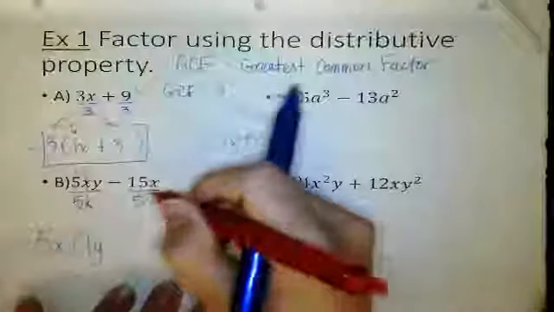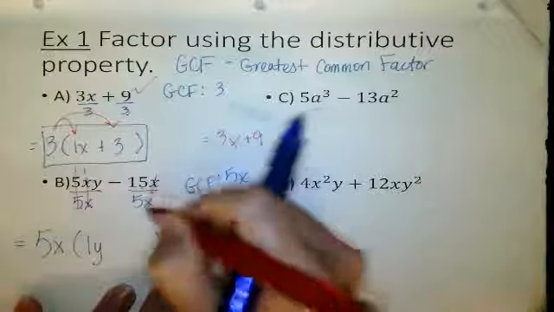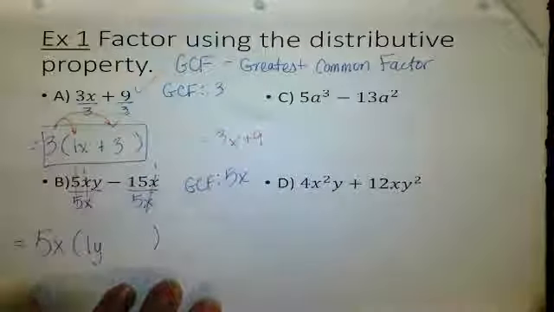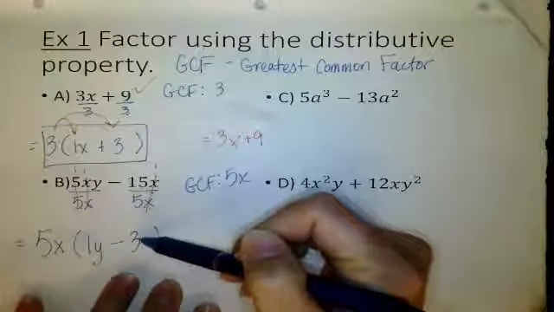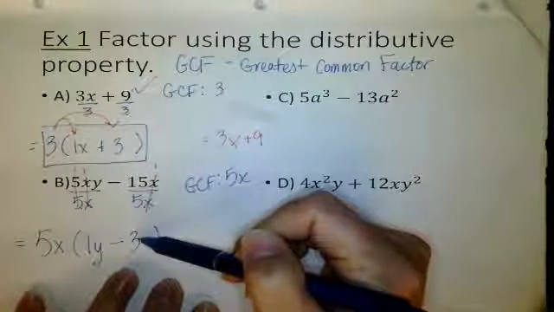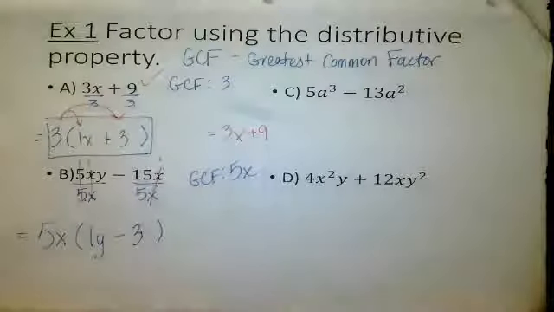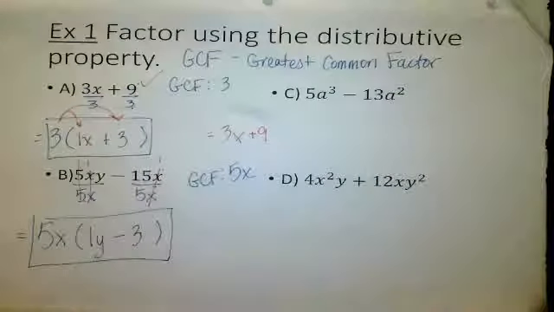What's 15 divided by 5? 3. What's X divided by X? 1. So what's left here when we divide this? Minus 3. Where did the 3 come from? 15 divided by 5. That's it. Taking out what they have in common.